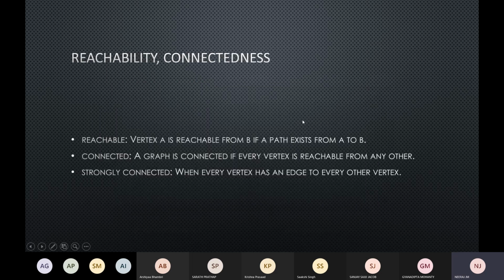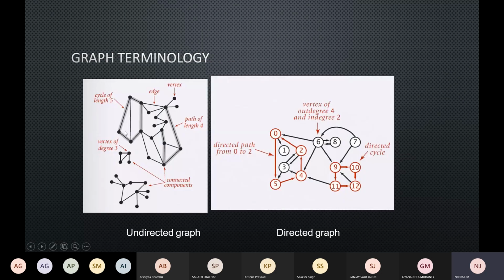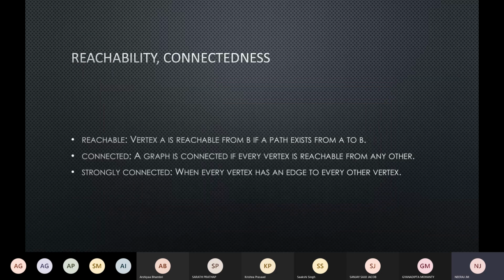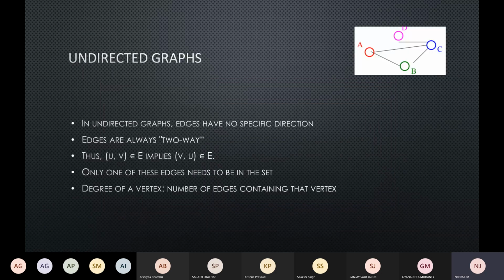Next comes reachability. A vertex B is reachable from A if a path exists from A to B. A graph is connected if every vertex is reachable from any other vertex. So you can say this graph is connected because this vertex is reachable from this and this. But if you see this vertex, it is not connected because it is not reachable from this one. So that graph is called a non-connected graph. As simple as that.